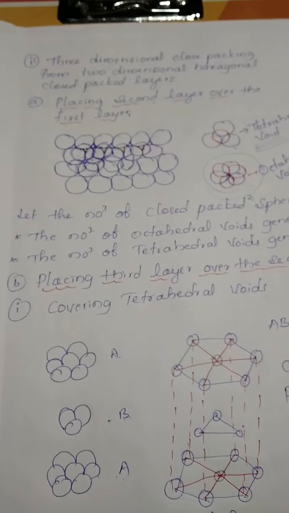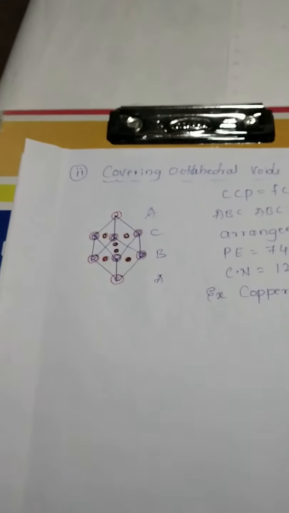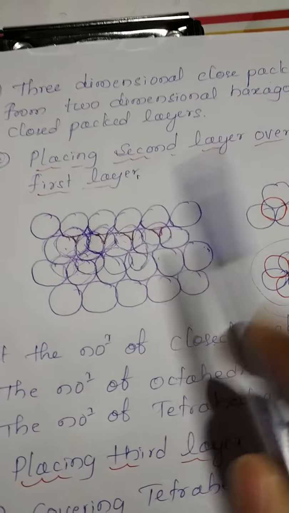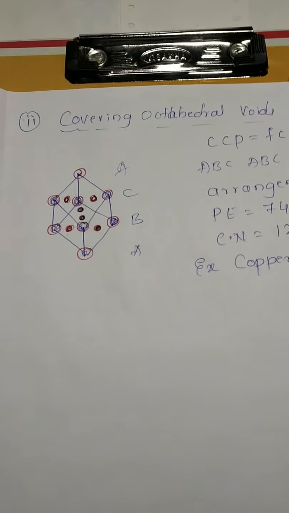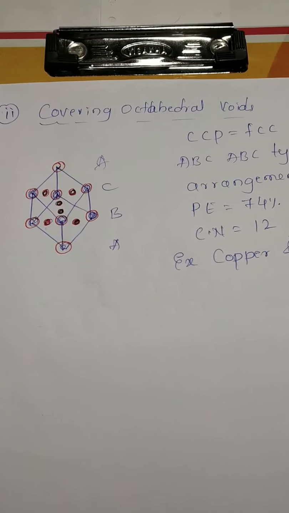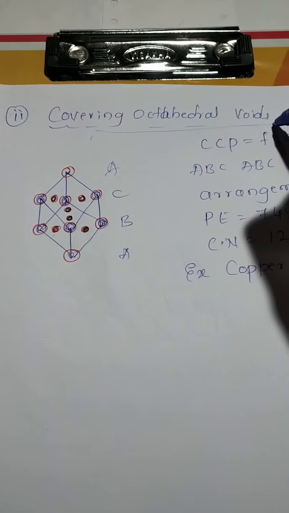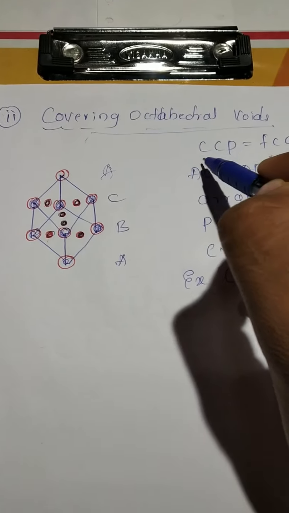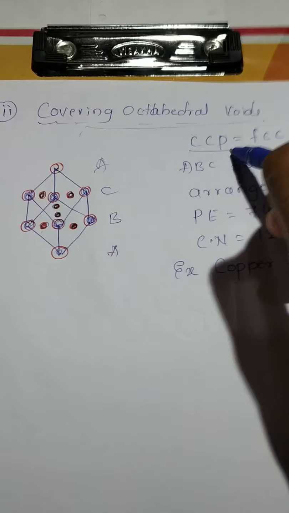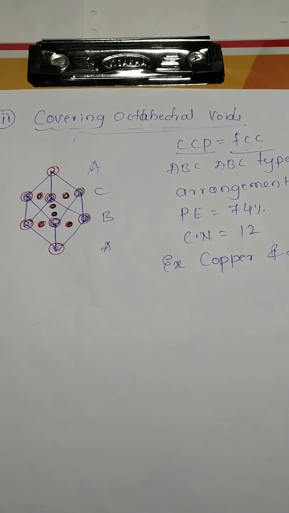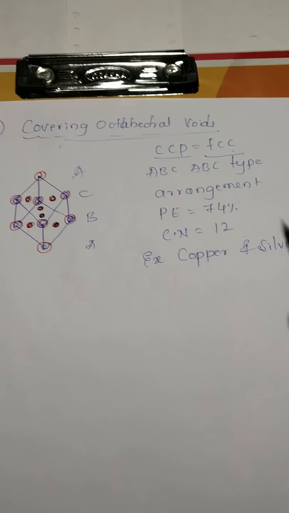Okay, next, another possibility: we can cover the octahedral voids by placing the third layer over the second layer in such a way that the spheres of the third layer cover the octahedral voids. This results in the cubic close packed structure, or face centered cubic structure.